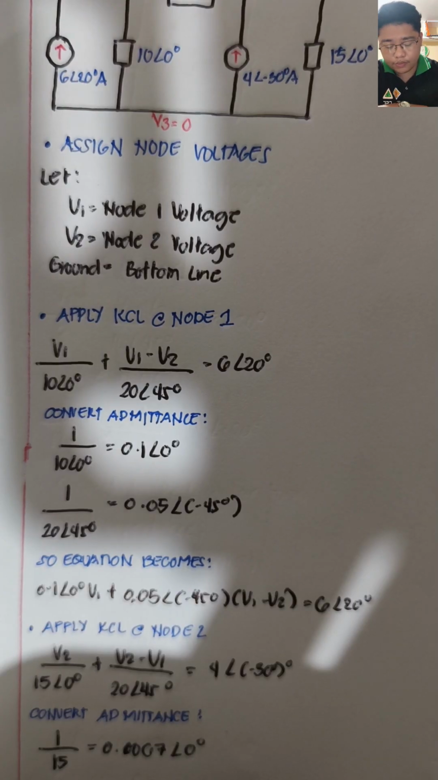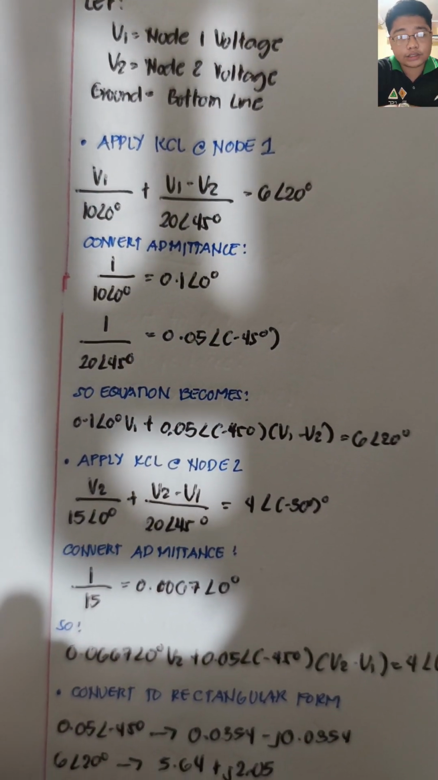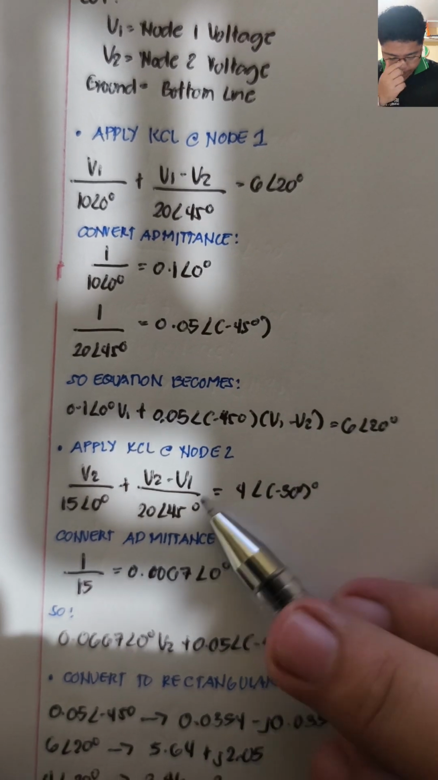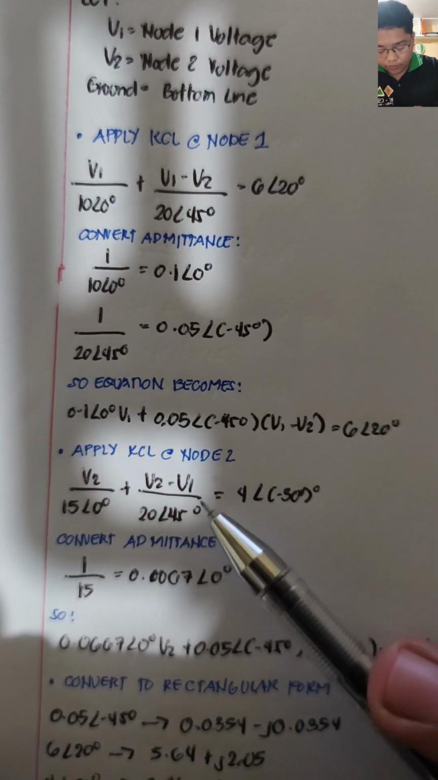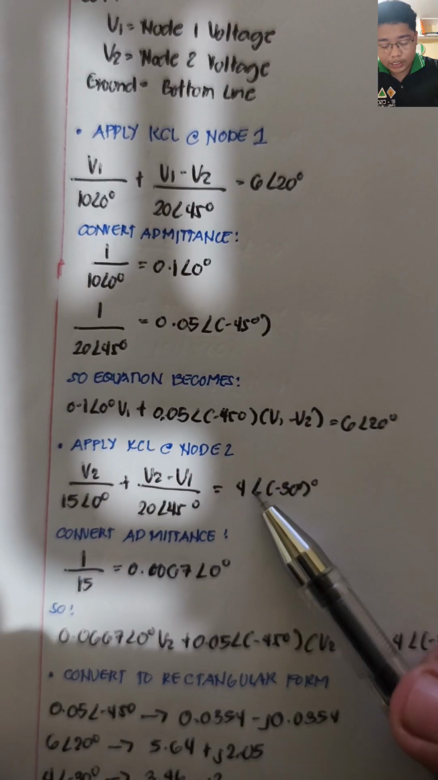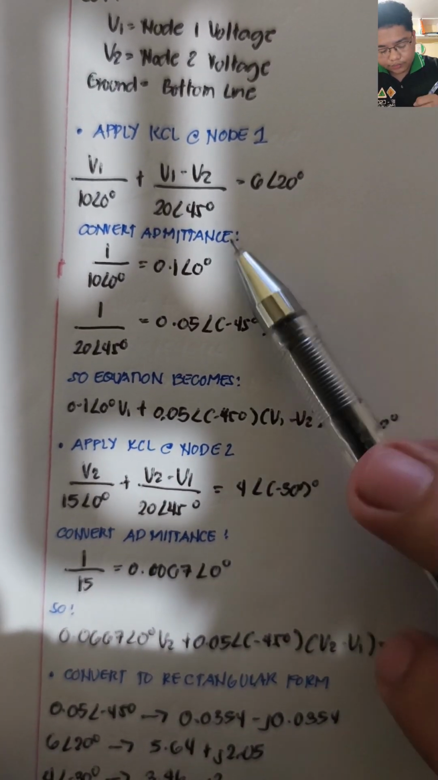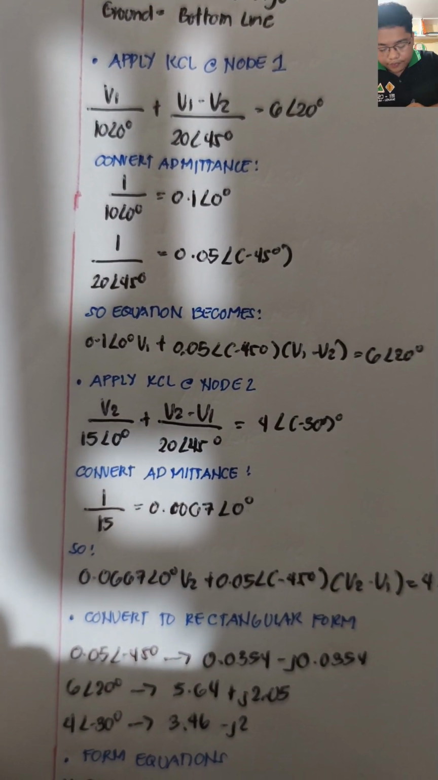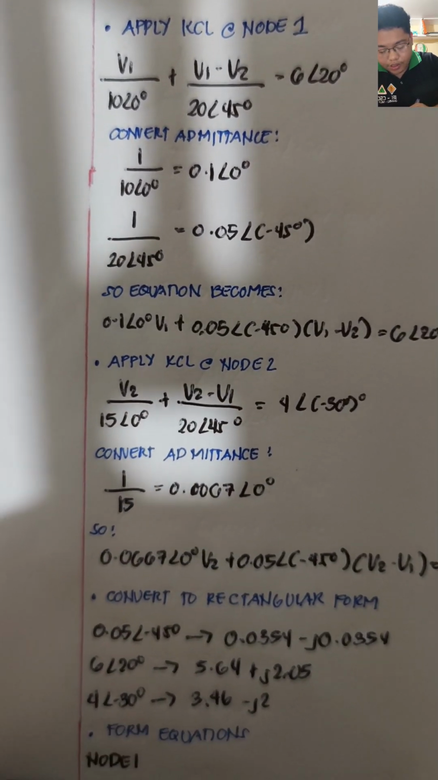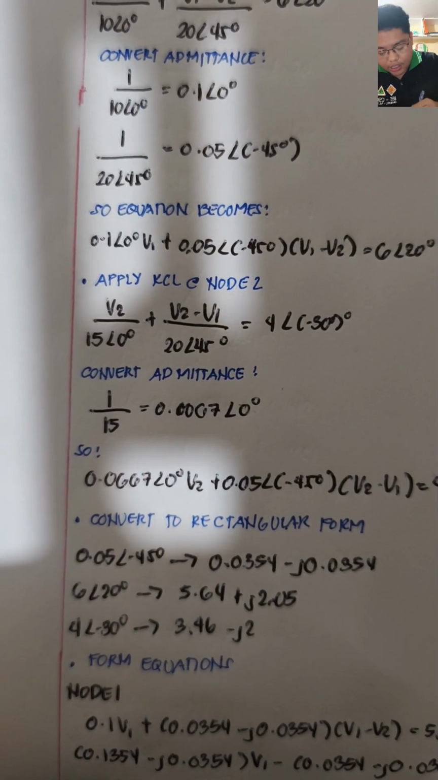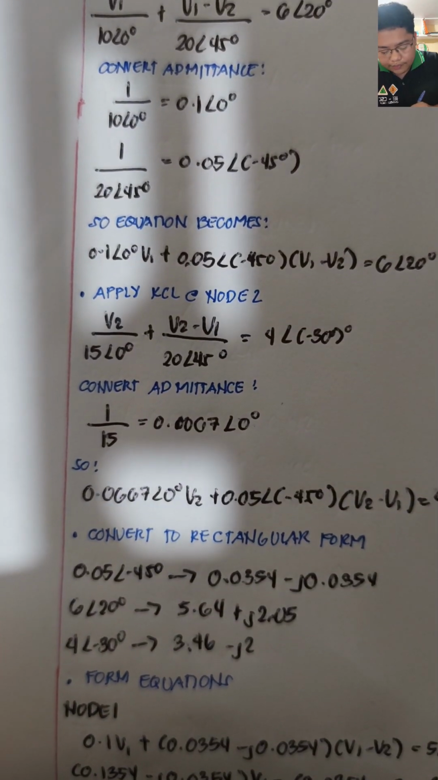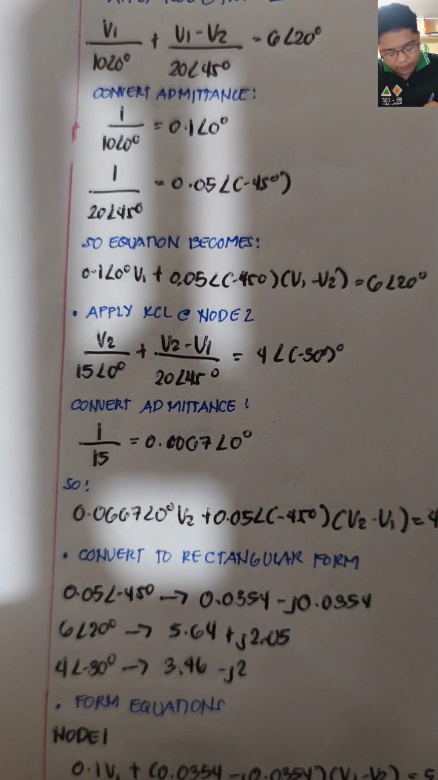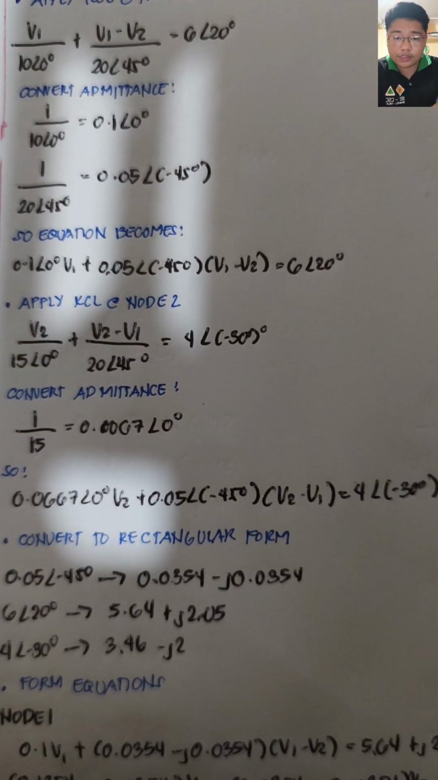6 angle 20 degrees. Now we apply Kirchhoff's current law at node 2 and follow the same procedure. V2 over 15 angle 0 degrees plus V2 minus V1 over 20 angle 45 degrees equals 4 angle negative 30 degrees. So let's convert again to admittance. 1 over 15 angle 0 degrees equals 0.0667 angle 0 degrees. So the equation becomes 0.0667 angle 0 degrees V2 plus 0.05 angle negative 45 degrees times V2 minus V1 equals 4 angle negative 30 degrees.